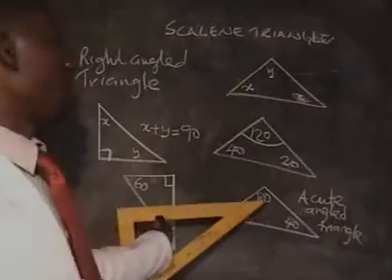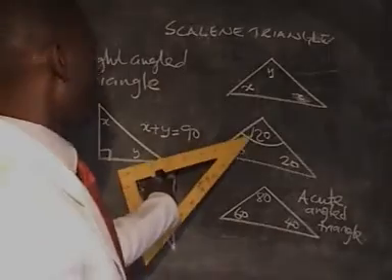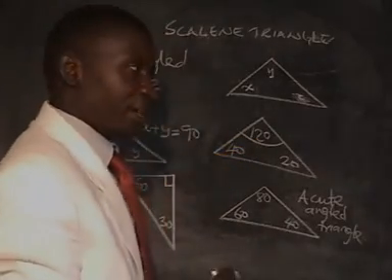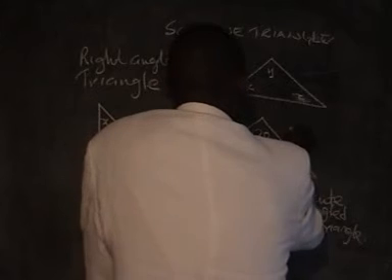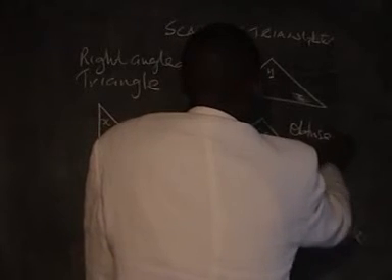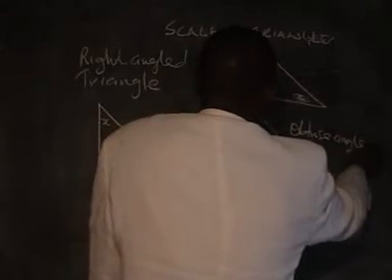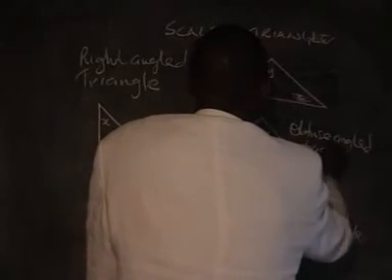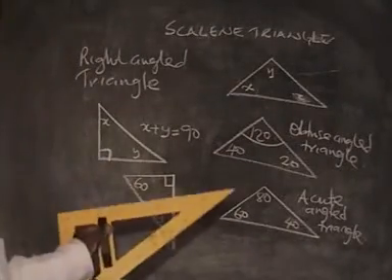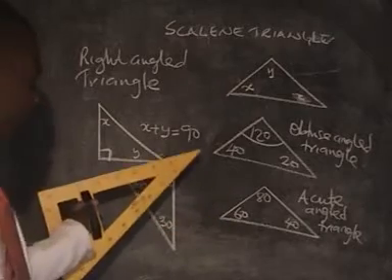Meaning that all the angles are less than 90 degrees. But this one, with one angle which is more than 90 degrees, is said to be an obtuse angled triangle. I'm sure if you have been following, you have learned the types of triangles.